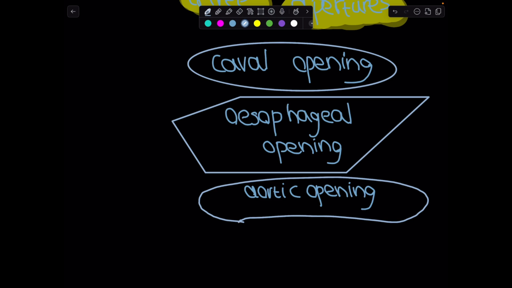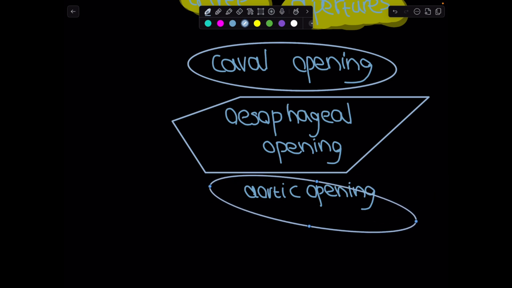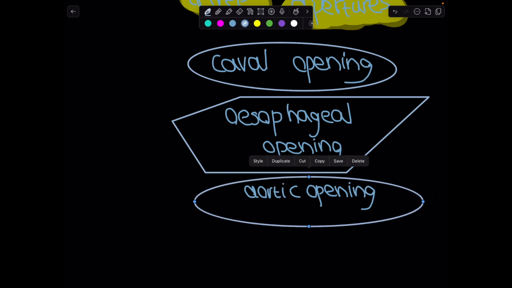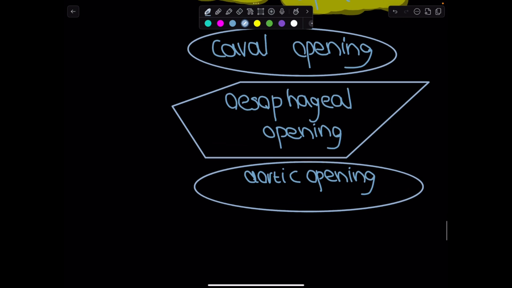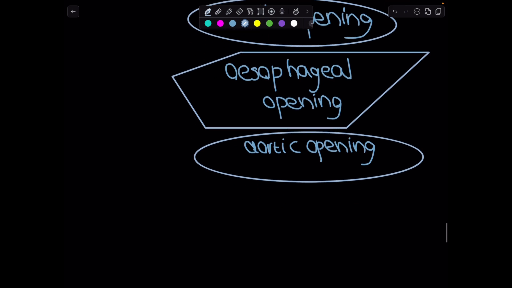The esophageal opening at T10 allows food passage via the esophagus and vagus nerve signaling for digestion, constricting to block stomach acid reflux. The aortic opening at T12 passes the aorta for blood supply to the lower body, thoracic duct for lymph, and azygos vein for venous drainage.